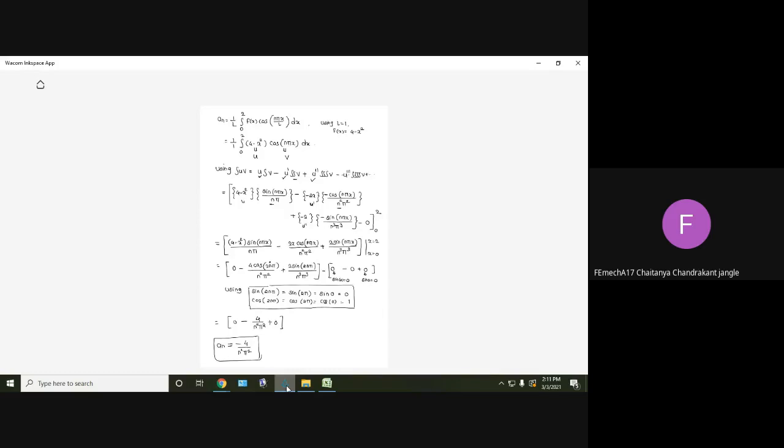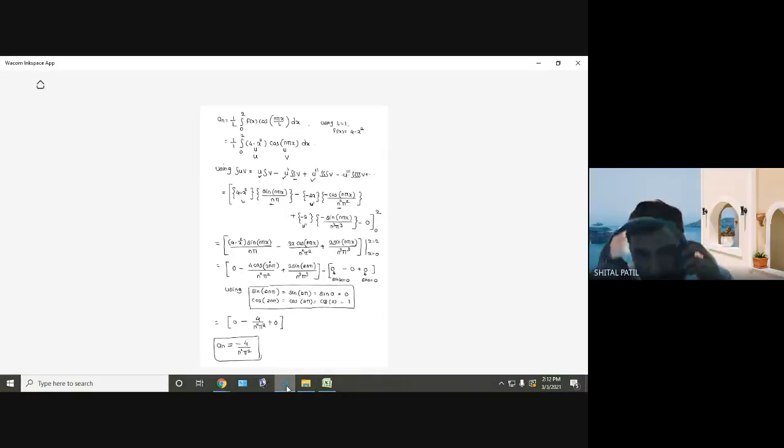Sir, we have to remove the bn value with this step only. In the same way, we have to find bn also.